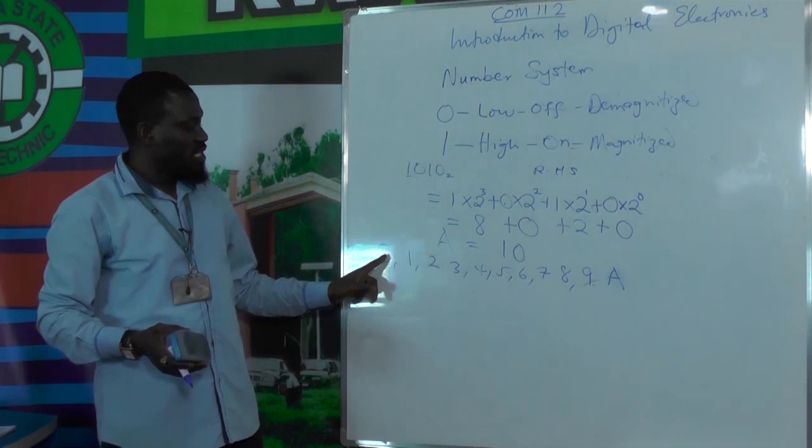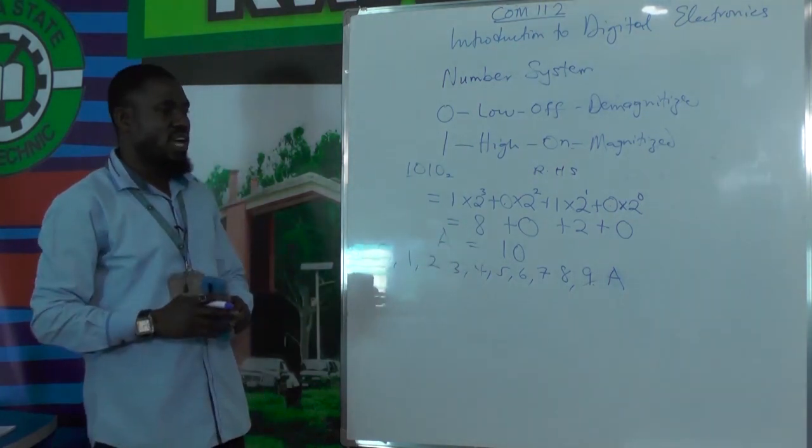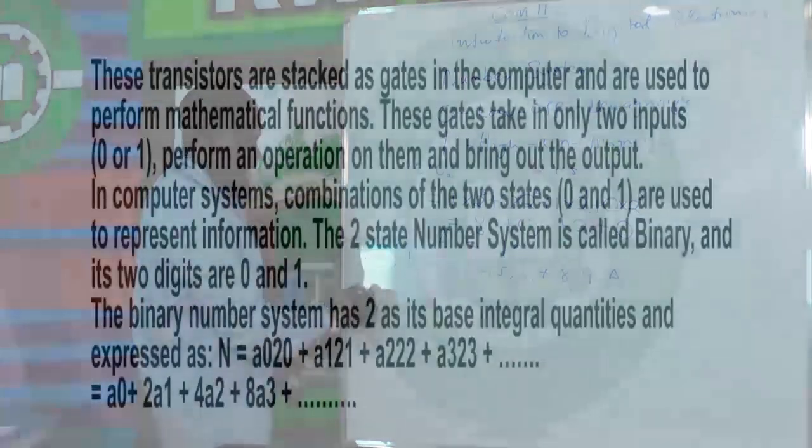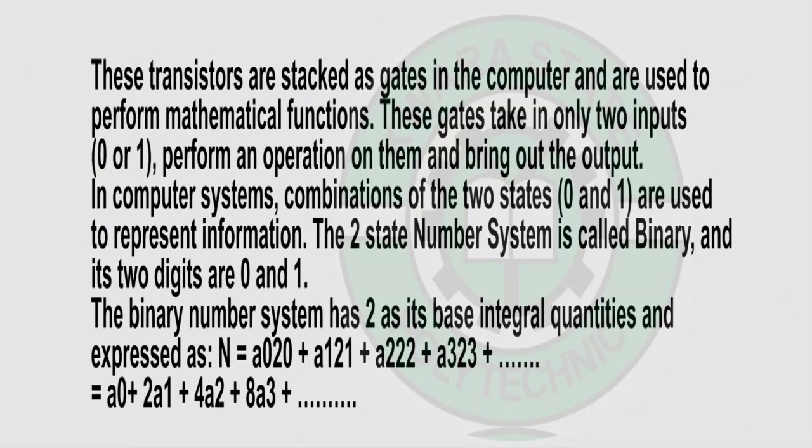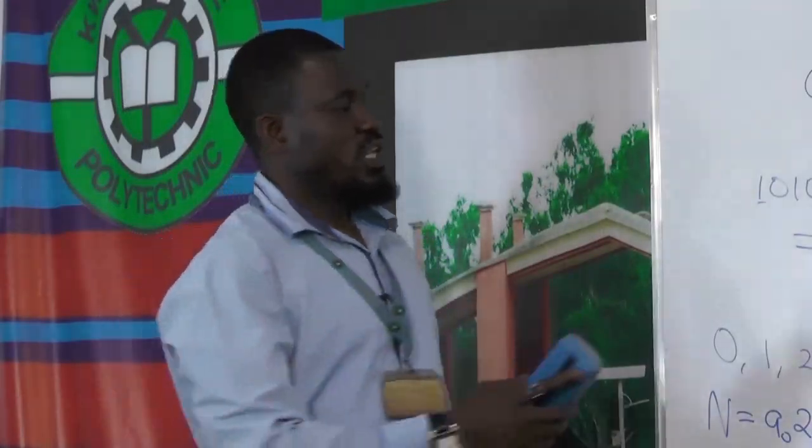This conversion is from binary to decimal, and we have a formula for that. The formula is N equals A0 times 2 raised to power 0, plus A1 times 2 raised to power 1, plus A2 times 2 raised to power 2, plus A3 times 2 raised to power 3, like that continuously, up to AN times 2 raised to power N. So N gives the number of variables that could be supplied into that. Next is the decimal number system, that is, to the base 10. I discussed that earlier. Let me run an example under that.